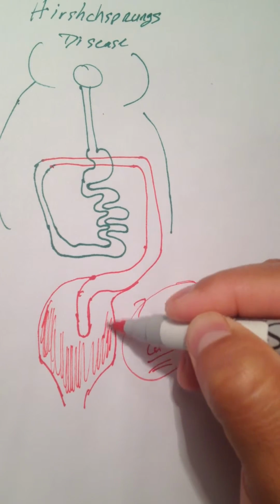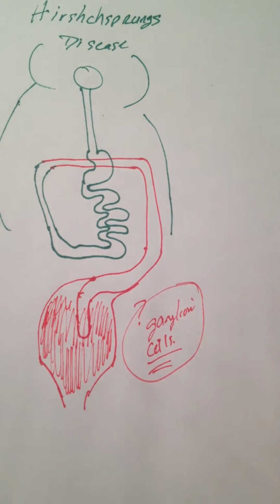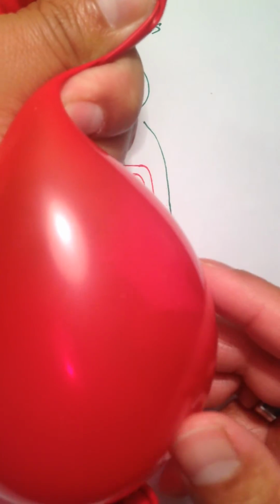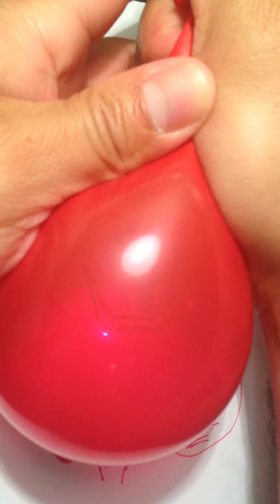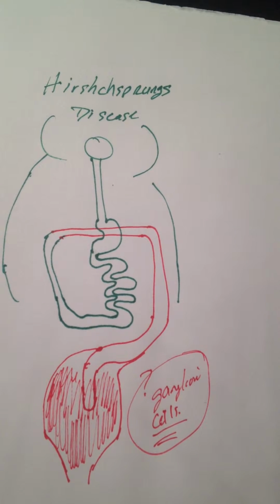As a result, the colon will become overstretched. And I'm going to use my little balloon here just to further cement this into your brain. So what will happen is those muscles will get stretched, and it just gets bigger and bigger and bigger and bigger in size. Okay? So that's pretty much what Hirschsprung's disease is.